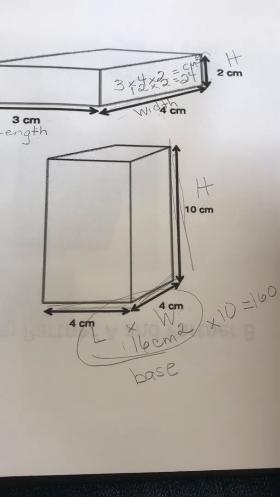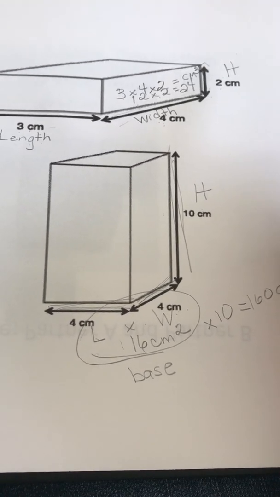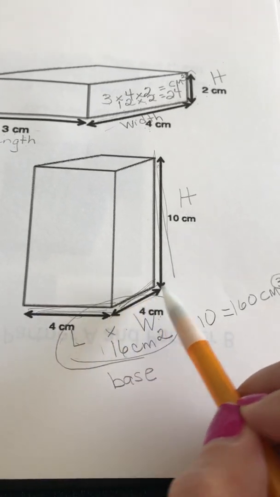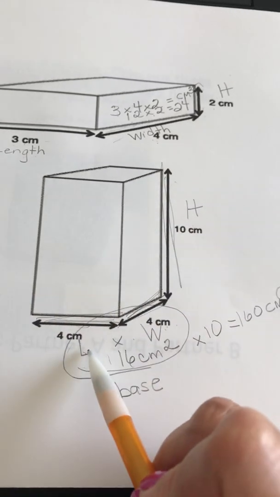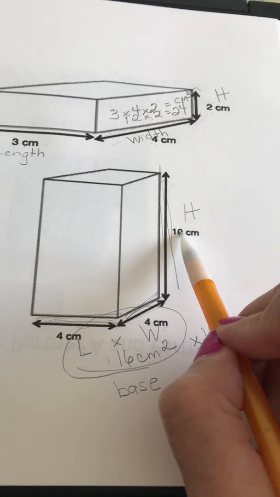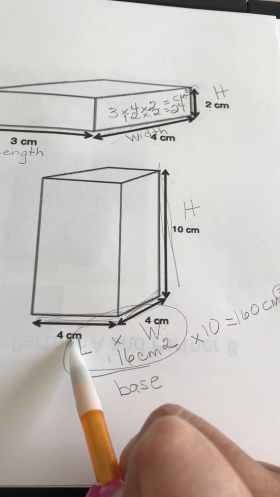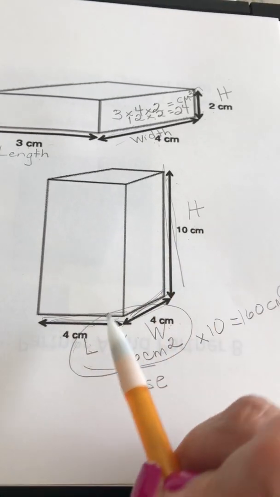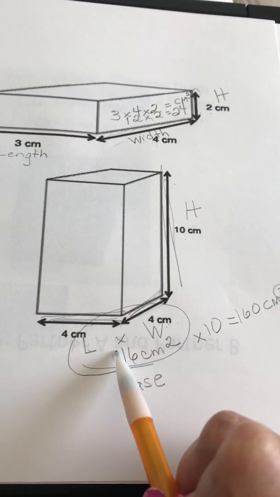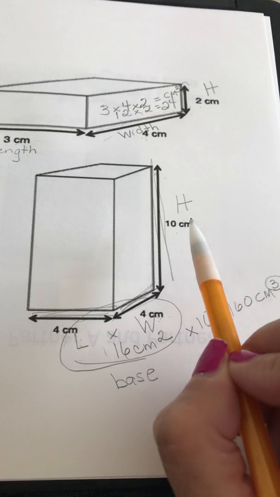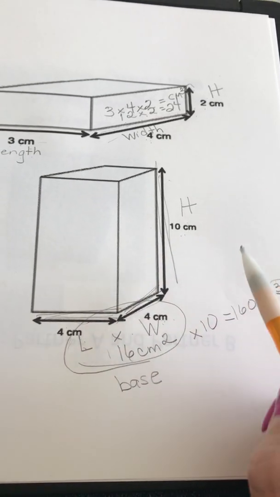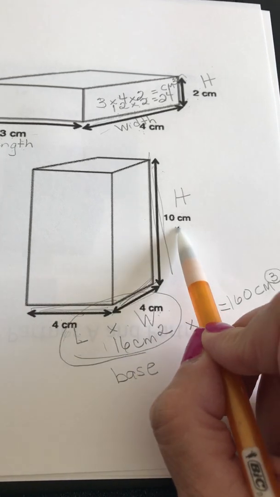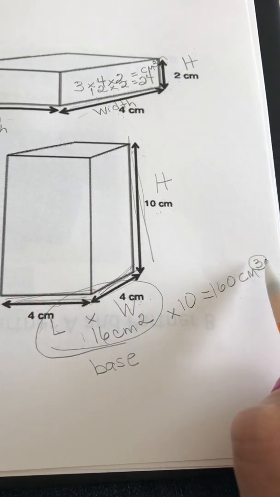I'm going to let you look at that a little bit. Okay, the next one. Length times width times height. L times W times H. The length is 4, the width is 4, the height is 10. 4 times 4 times 10. 4 times 4 is 16. Times 10 is 160 centimeters cubed.